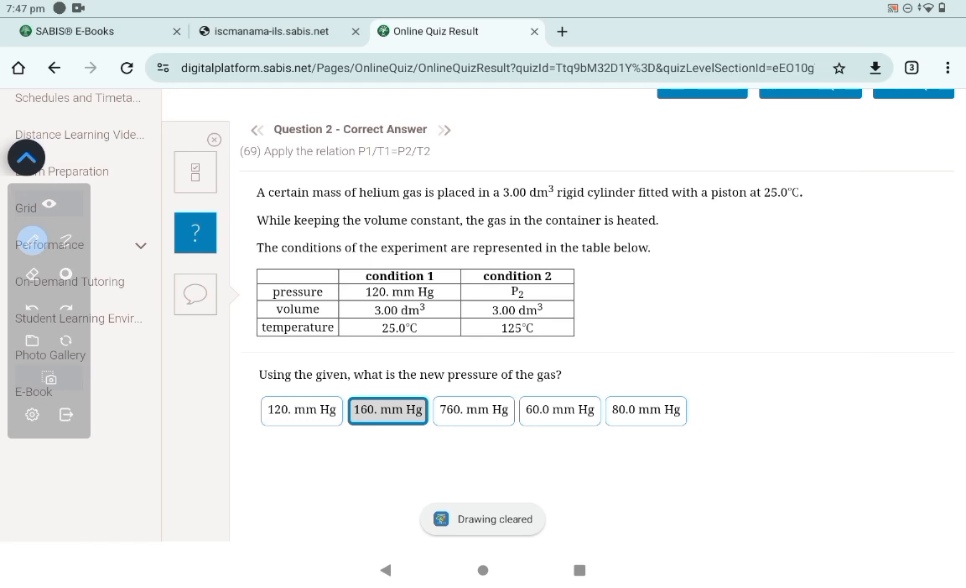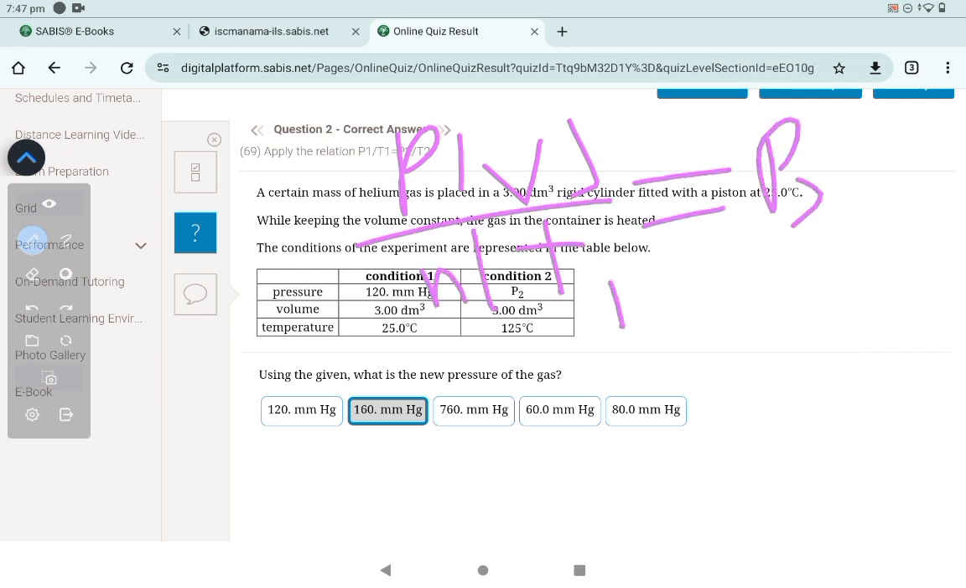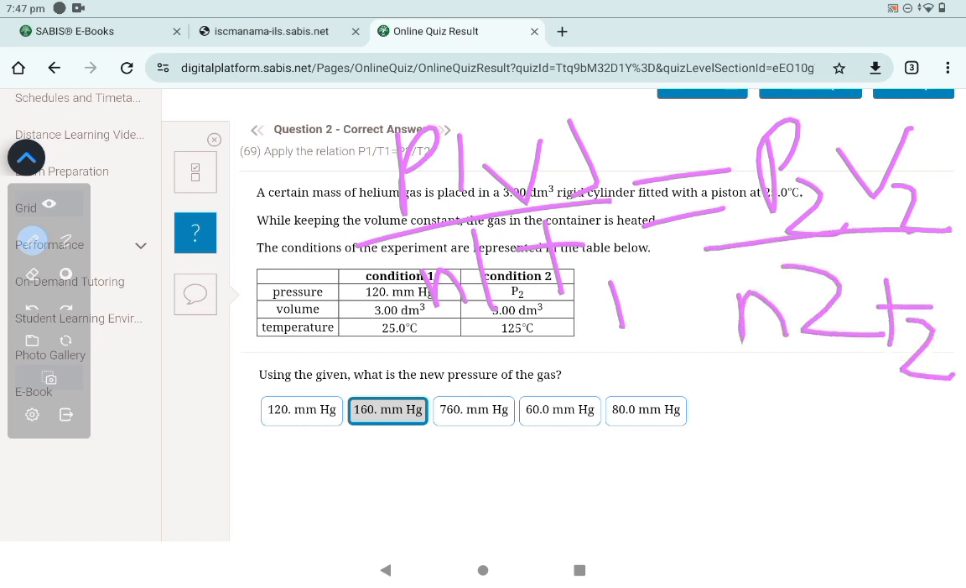Now we need to find pressure again. Same rule here: P1 V1 over N1 T1 is equal to P2 V2 over N2 T2. The volume is equal, so we can cancel that out. N1 and N2 are in the same container; unless and until they say it's not in the same container, do not change the moles. Now the only variables are P1, P2, and T1, T2.